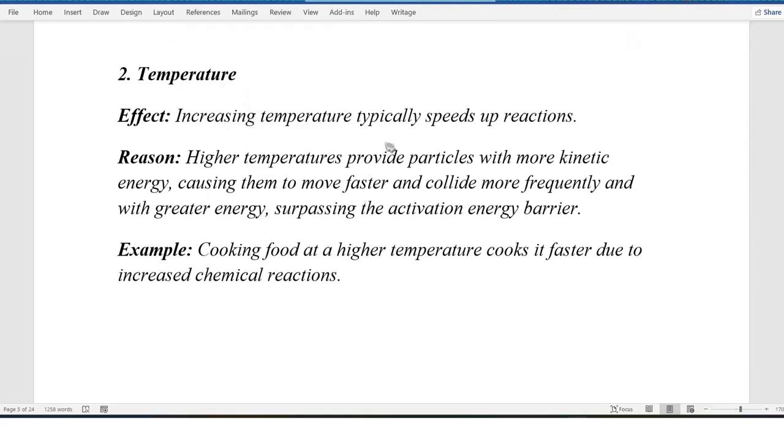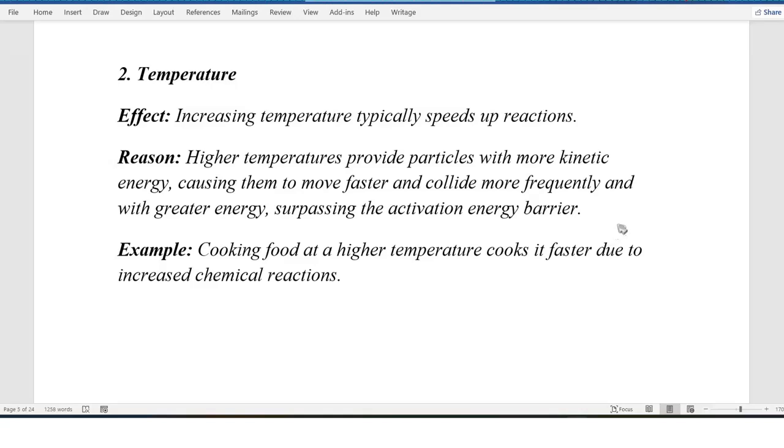Then the temperature. Increasing temperature typically speeds up the reaction. This is because higher temperatures provide particles with more kinetic energy, causing them to move faster and collide more frequently with greater energy, surpassing the activation energy barrier. And you know that activation energy is the amount of energy that is required to break down the bonds between the atoms of the reactants.